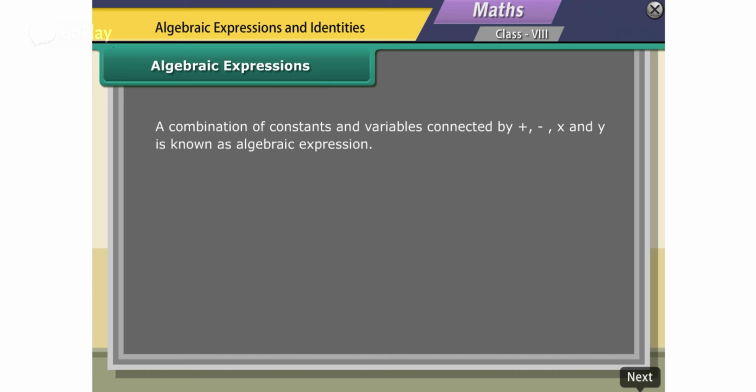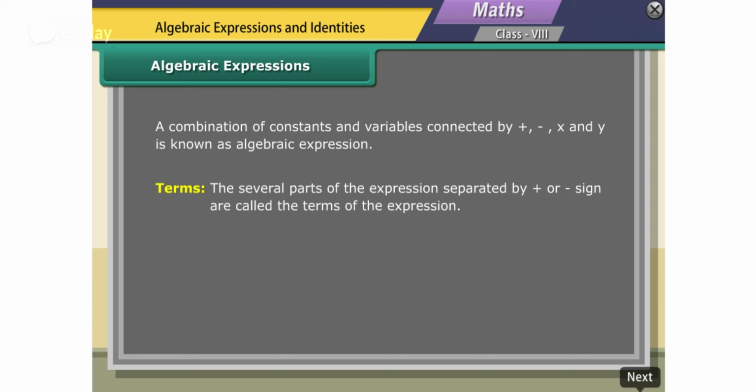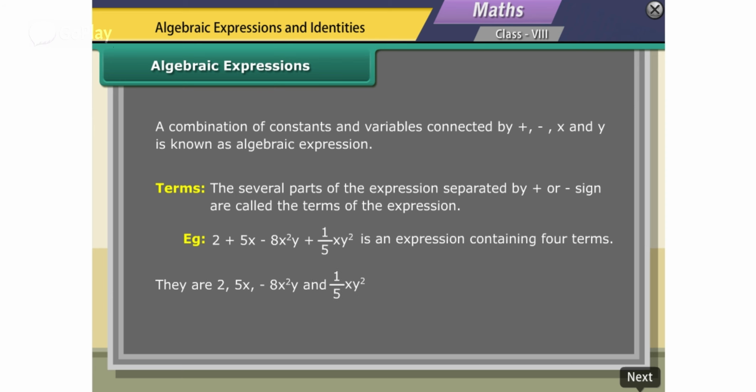Algebraic expressions. A combination of constants and variables connected by plus, minus, multiplication, and division is known as an algebraic expression. Terms. The several parts of the expression separated by plus or minus signs are called the terms of the expression. Example: 2 plus 5x minus 8x squared y plus 1 upon 5 xy squared is an expression containing 4 terms. They are 2, 5x, minus 8x squared y, and 1 upon 5 xy squared.